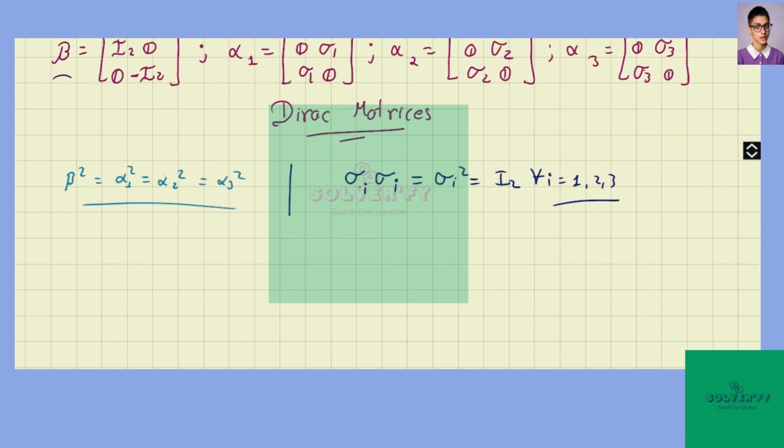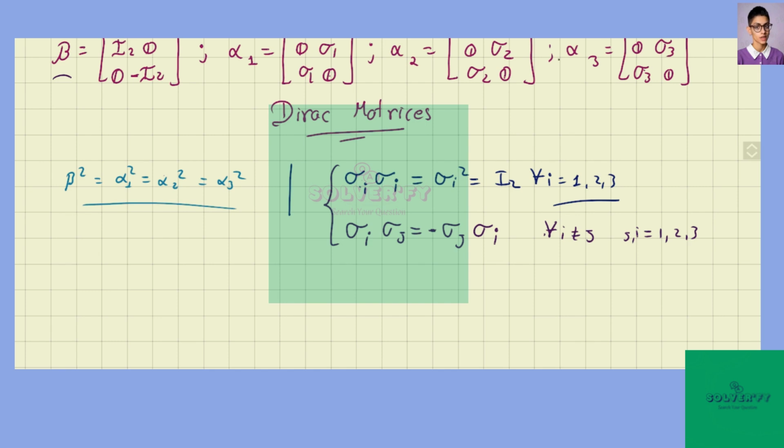And what other property do these Pauli matrices satisfy? If we take two different Pauli matrices, they are anti-commutative. That means that the multiplication of sigma i with sigma j equals minus sigma j sigma i, for all i different from j, and of course i and j take values of 1, 2, and 3.